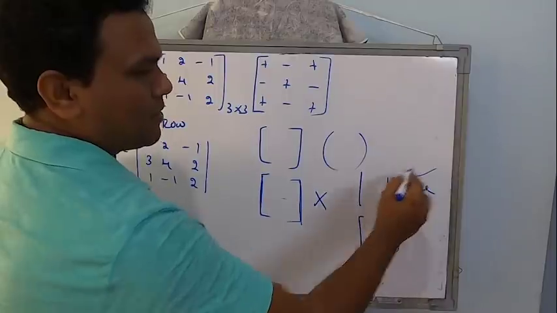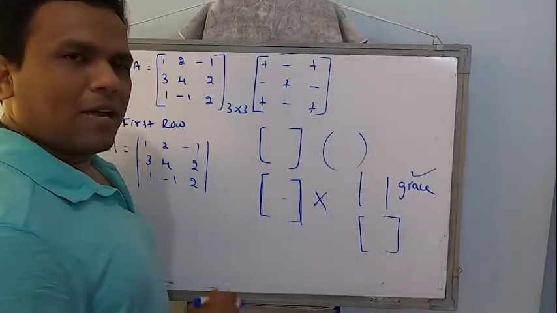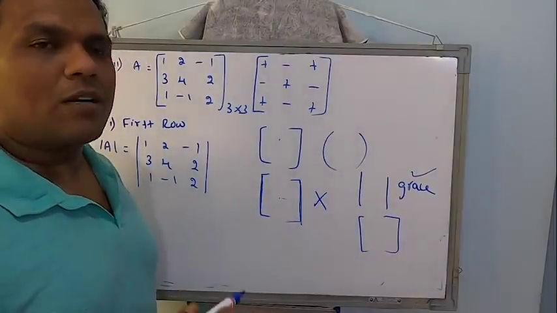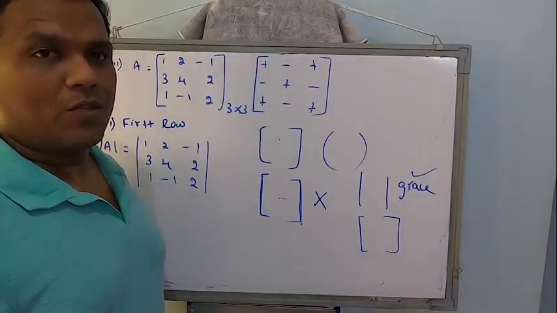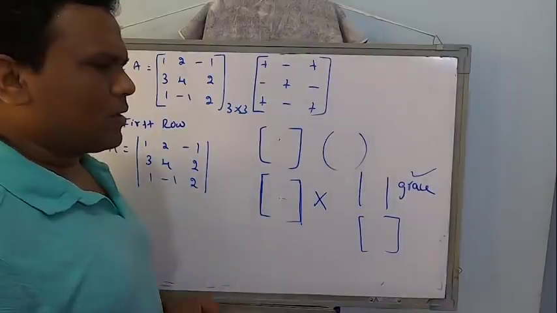So let this happen. This will happen. Sometimes intentionally they do. Let this happen. But I don't want my students to go wrong while writing the matrix or determinant symbol. You cannot interchange these two. It should be kept in mind. So please don't try this at all.